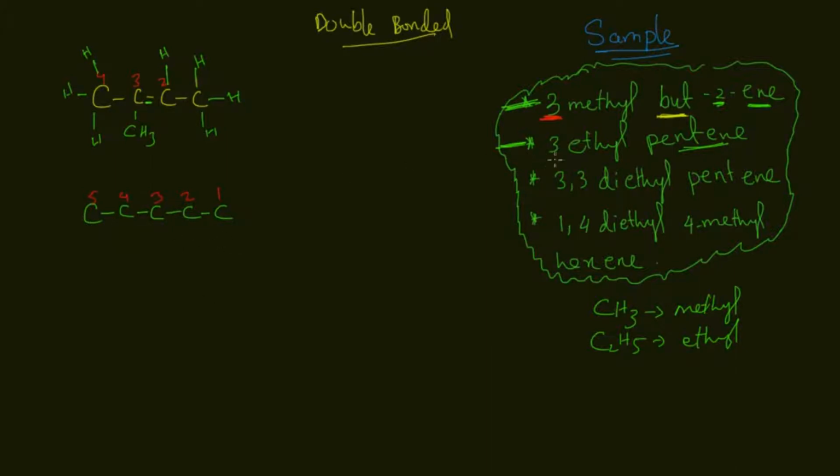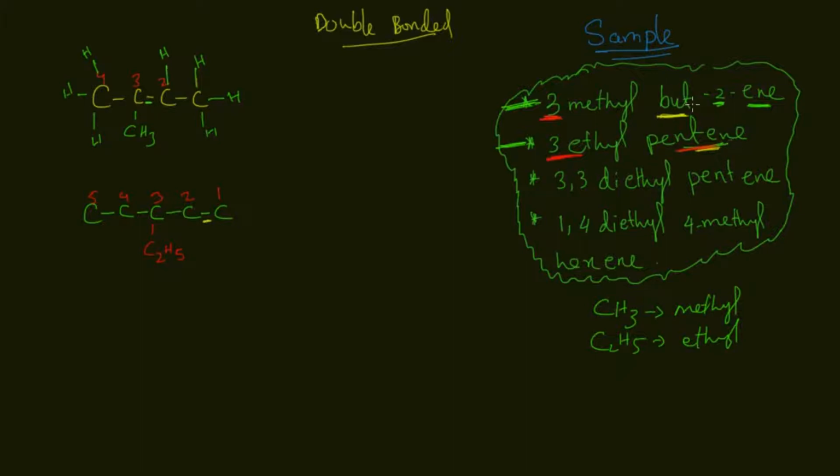Then from the name itself I can see the number 3 carbon has the ethyl. 3-ethyl means the ethyl group is present at the third carbon. So C2H5. And from the name itself, what do you mean by pentene? Notice that in the first example it was but-2-ene. We provide the number of the double bond whenever it's not present at the first carbon. Here pentene means that the double bond is present at the first carbon. That's why we directly write it as pentene.